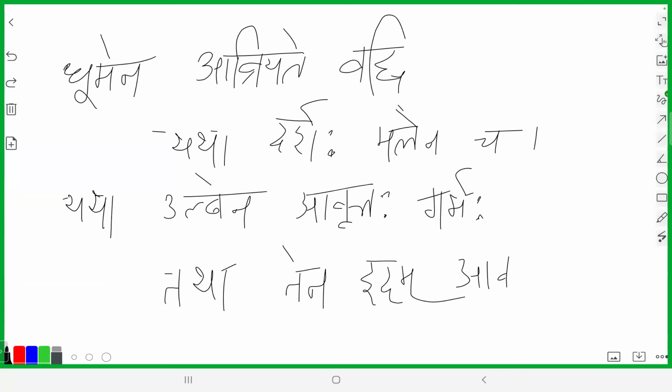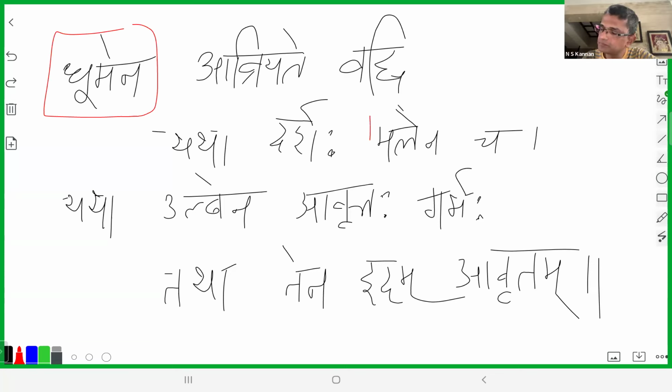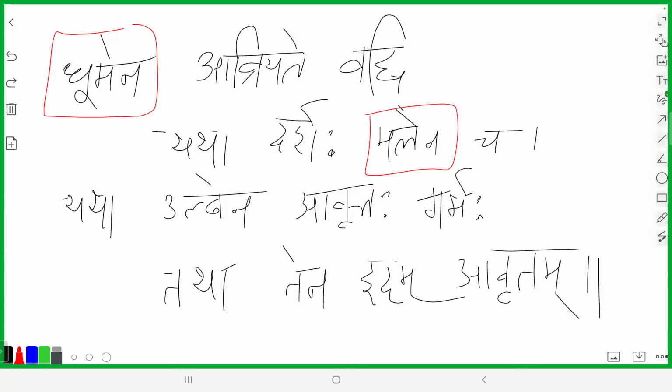Idam avritam. Tena idam avrutam. Each word in this shloka... okay, so we'll stick to our Tritiya Vibhakti. Dhumena, correct? Malena, Ulbena, Tena. Dhuma, smoke, is an Akaranta Pratipadikam. Mala, Akaranta Pratipadikam. Ulba, Akaranta Pratipadikam. Tena, Tad.